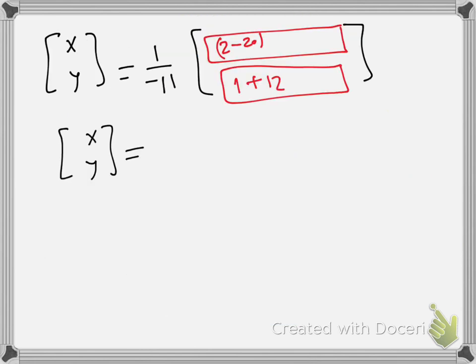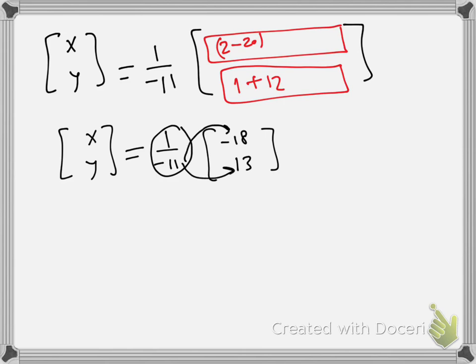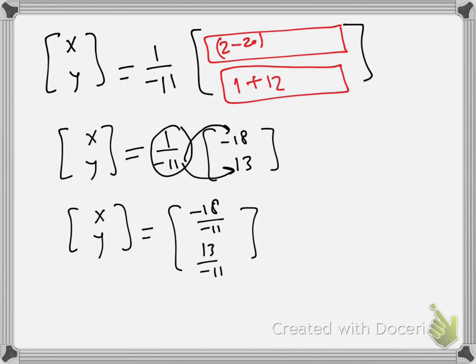Then the matrix of the variables X and Y equals 1 by negative 11 multiplied by 2 minus 20, which is negative 18. And down here 1 plus 12, which is what? 13. Now we will multiply this number 1 over negative 11 by the first number and by the second number. Then the variables X and Y equal negative 18 by negative 11 and 13 by negative 11. Then now the first number equals the first number and the second number equals the second number.